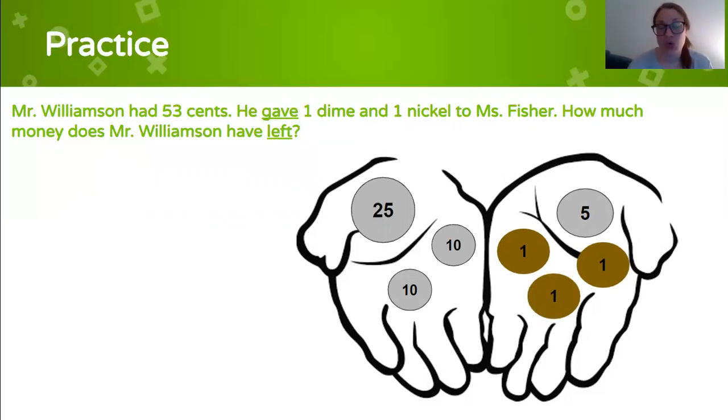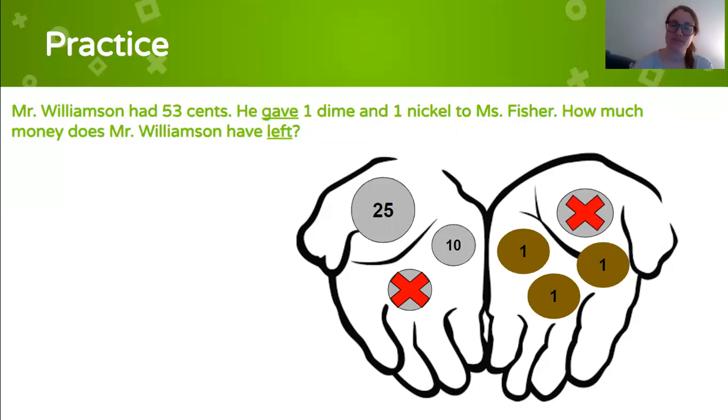I could have done 2 quarters and 3 pennies, but then I wouldn't have been able to give a dime and a nickel to Miss Fisher. So I need to make sure that when I'm showing 53 cents, I include a dime and a nickel that I can give away. So there's 53 cents. He's going to give a dime and a nickel to Miss Fisher. So he does not have that anymore.